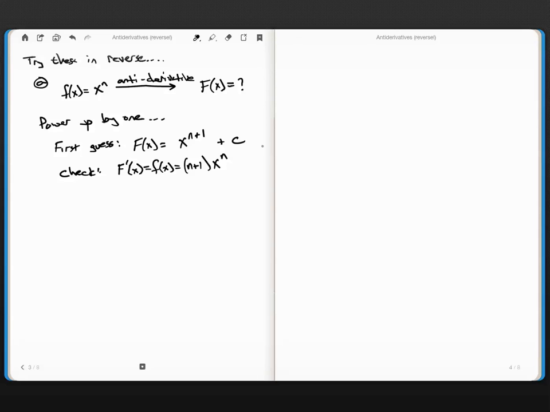Ah, shoot. This didn't work out so hot for us, did it? Because I wanted to get back to my original function, x to the n, but I wound up with this n plus 1 x to the n. So that didn't quite work out. Let's neatly cross that out, right, which is what we do. So this, that didn't work. Right, I still want to be able to read it. So we learn from our mistakes, but that didn't work. So next guess.